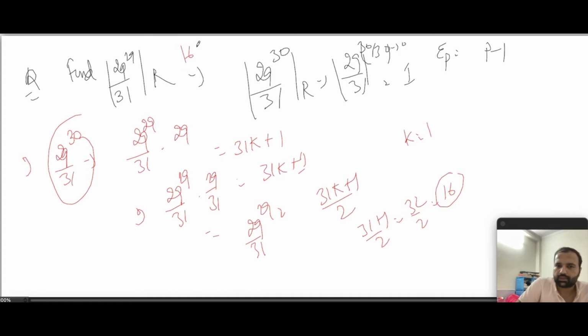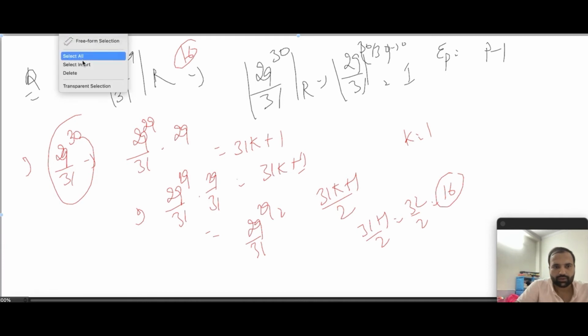So 16 would be the remainder. It's very, very easy once you find it. Now, because we are using a reverse method over here, this process, what we are doing right now, is called reverse Euler, because we are using Euler, but in a reverse direction.